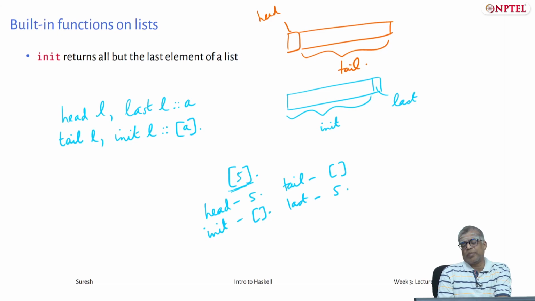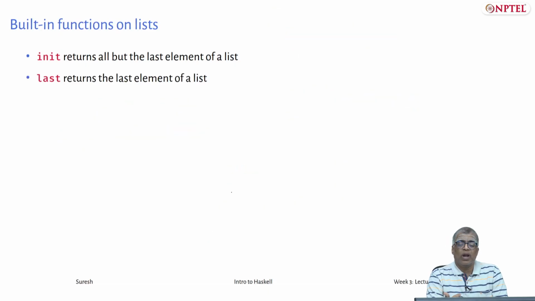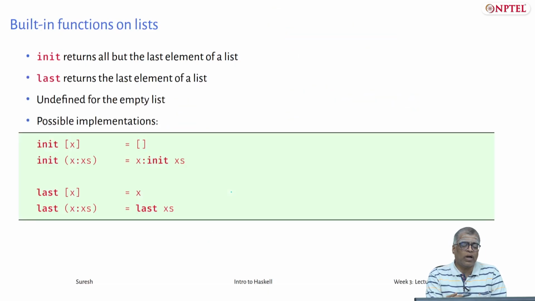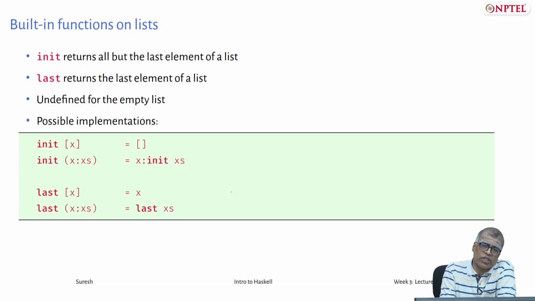So, that is just an example, but of course, this is just an extreme case. And if I have the empty list, of course, all these functions are undefined. Init, last, head, tail, all of these are undefined on the empty list. Okay. So, init returns all elements except for the last element. Last returns the last element of a list, and both these are undefined for the empty list, and actually you can define these two functions.